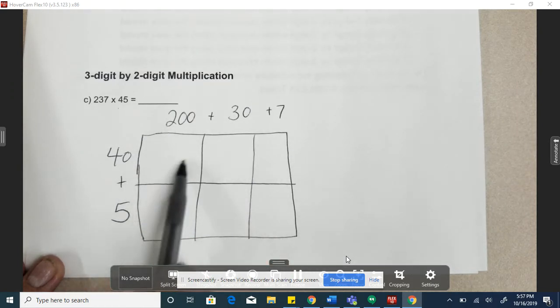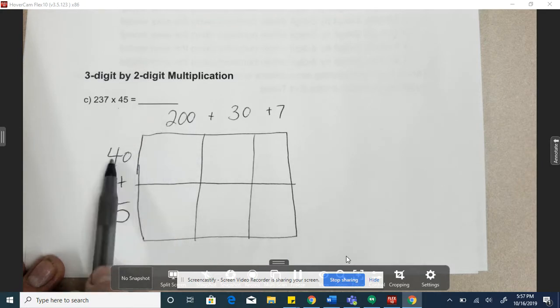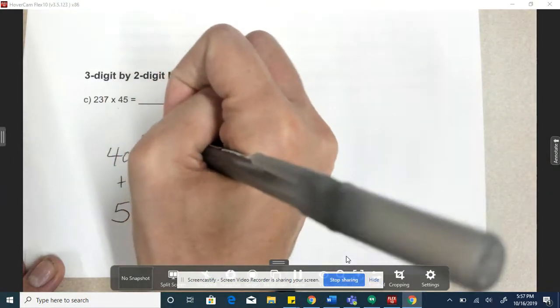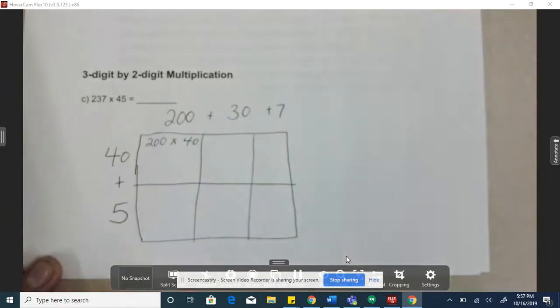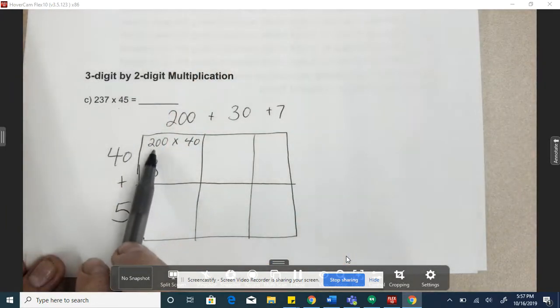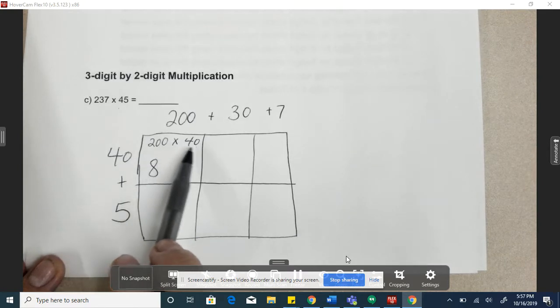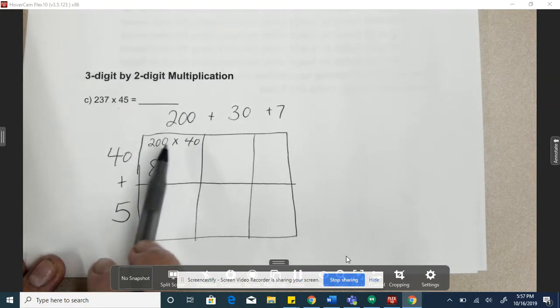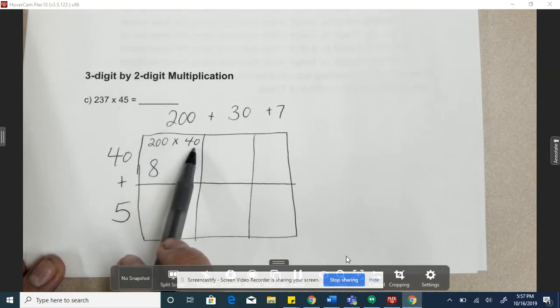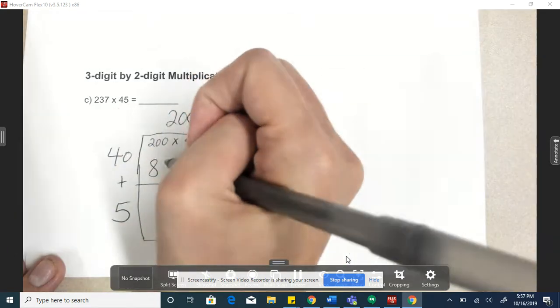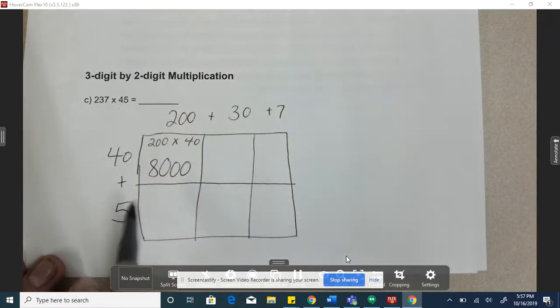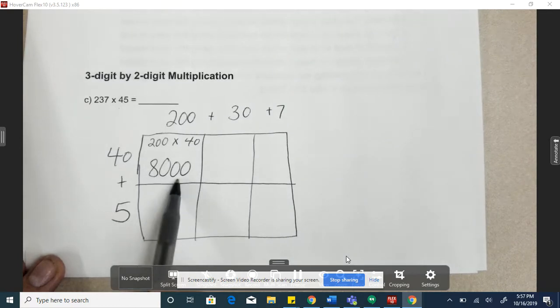We're going to start with this first rectangle, 200 times 40. So let's see. I know 2 times 4 is 8. And I know 200, so the hundreds, times 4 tens, so tens. Hundreds times tens is thousands. I know the 8 needs to be in the thousands place. So 200 times 40 is 8,000.